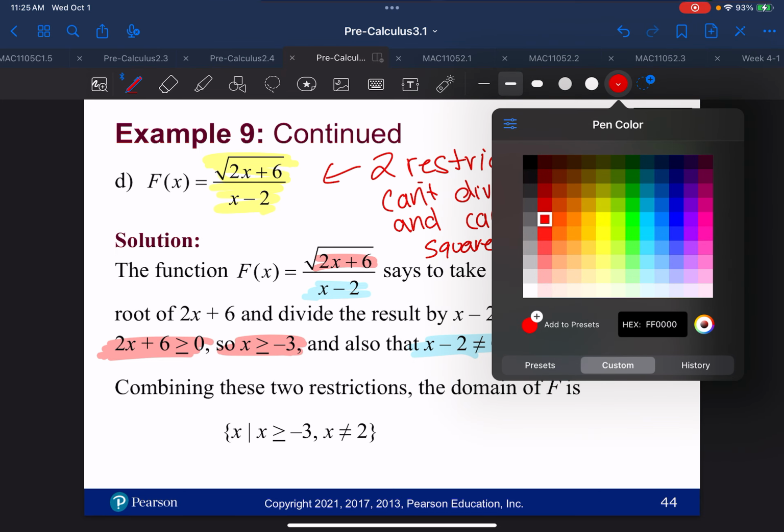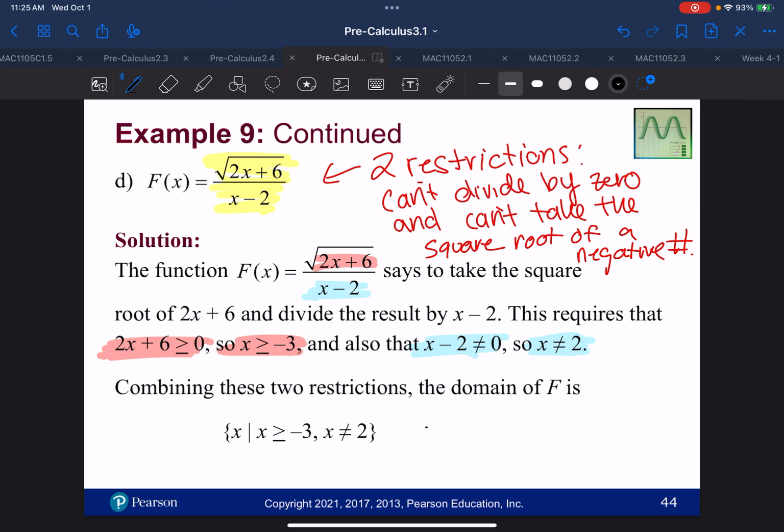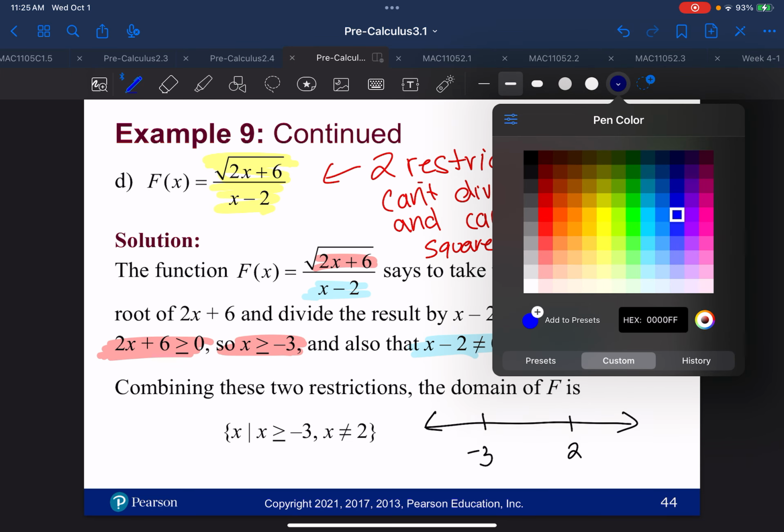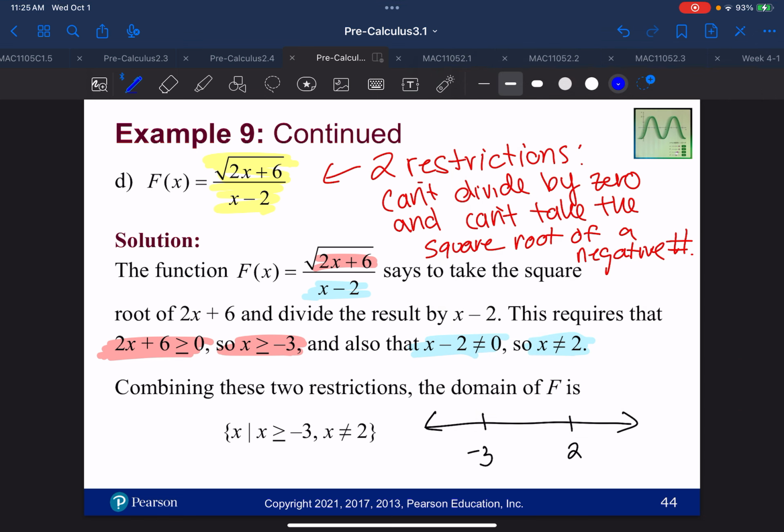So on a number line, we have negative 3 and we have 2. So this is saying that x has to be greater than or equal to negative 3. But then we have to leave an open circle at 2 because it can't equal 2, but it can equal everything else.